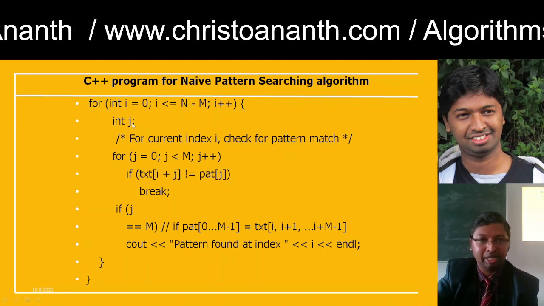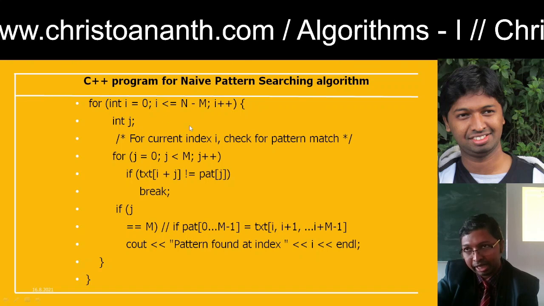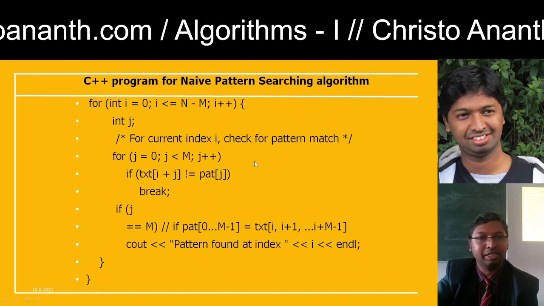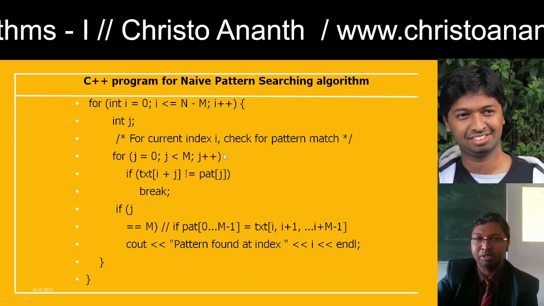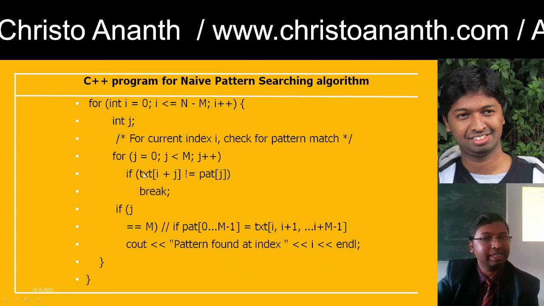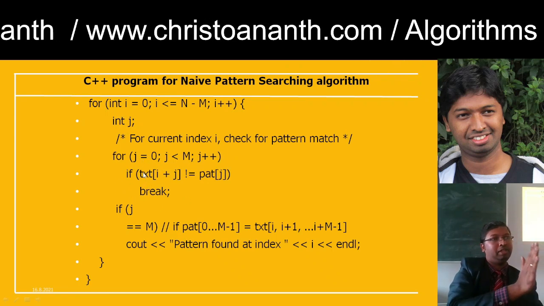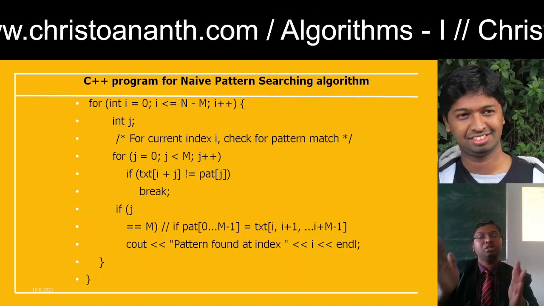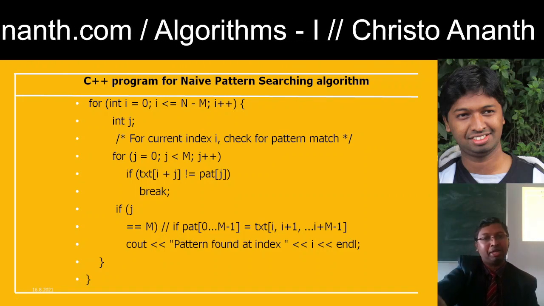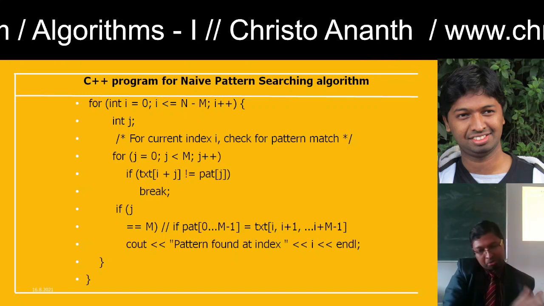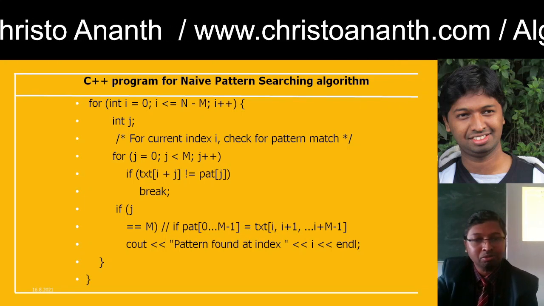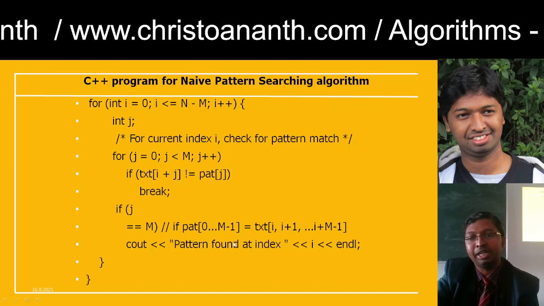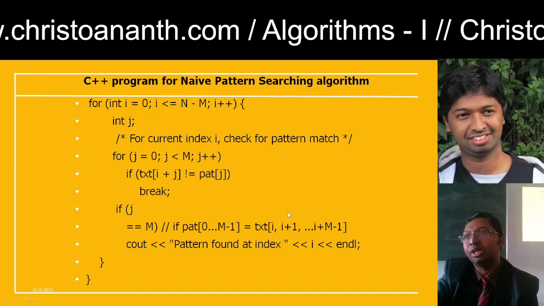Then you will have int j. For the current position i, check for the pattern match. Then you go with the inner loop: for j equal to 0, j less than m, j plus plus. If text[i plus j], because every step it is going, is not equal to pattern[j], then you go with a break, you go with the next one. And if this j is equal to m, then you print pattern found at the index, the location.